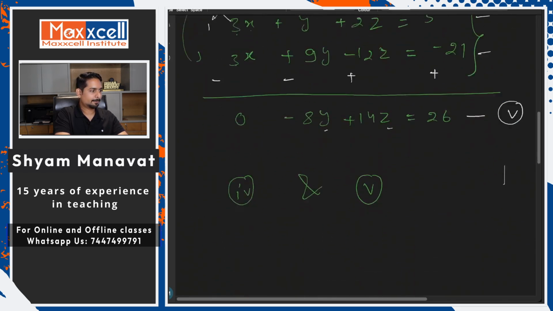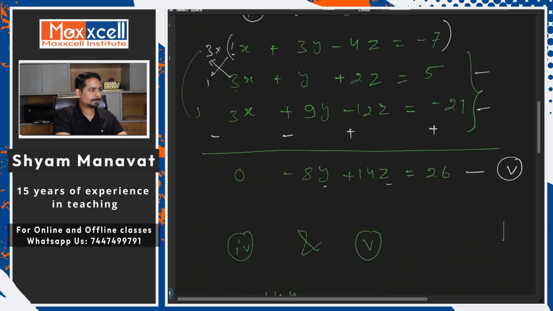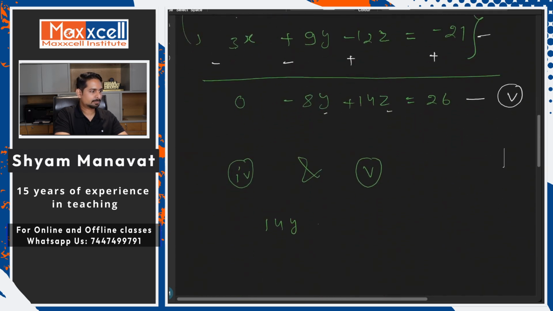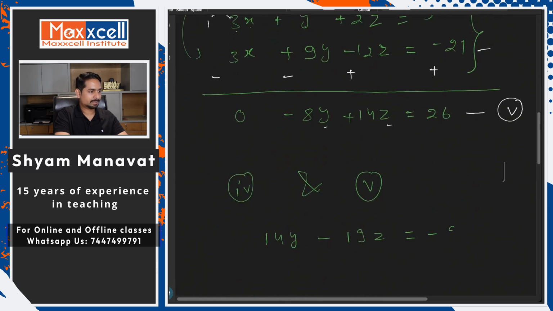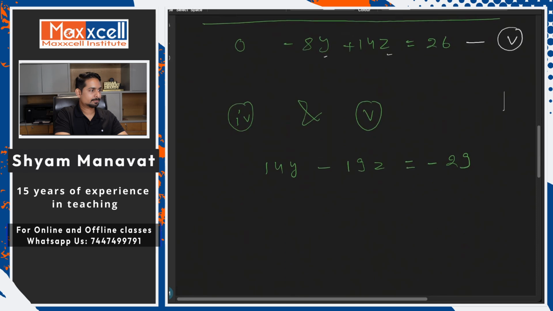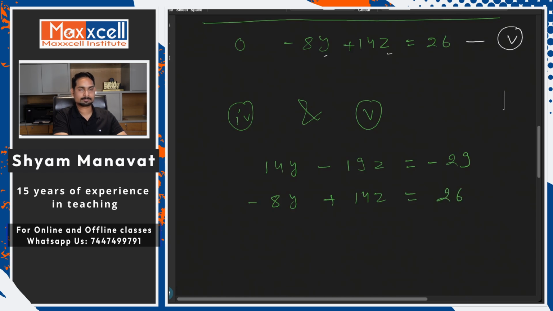So 14y minus 19z equal to minus 29. Here I got minus 8y plus 14z equal to 26. Now as you got these two equations in two variables, y and z, you know what to do. You need to make the coefficients equal. Now which coefficient will be easy to compare here? You can see the coefficient of y. Let's simplify this.